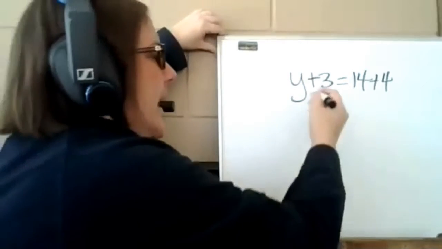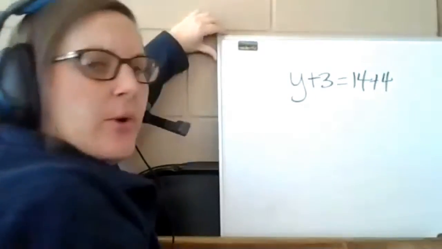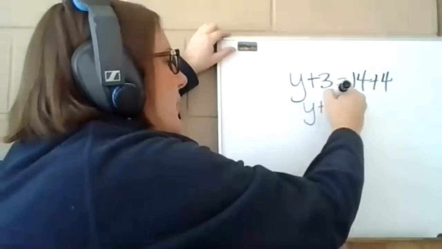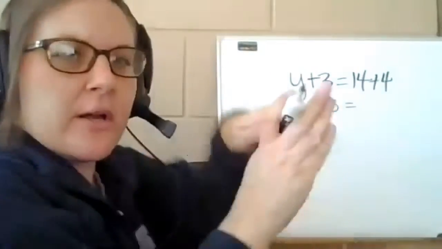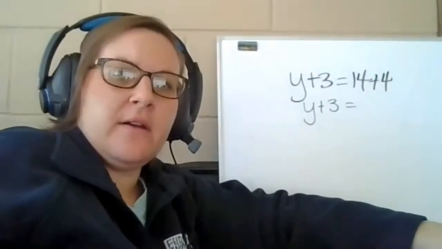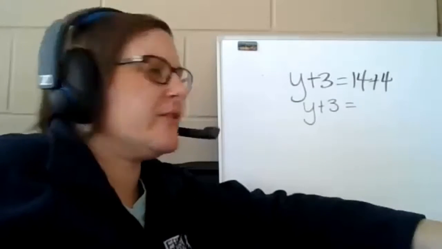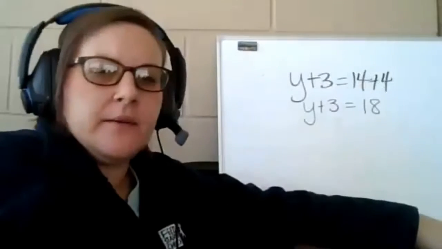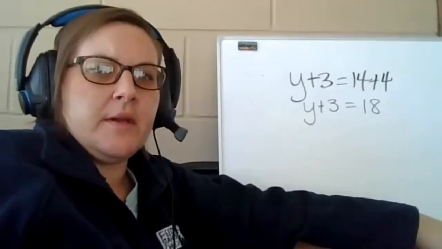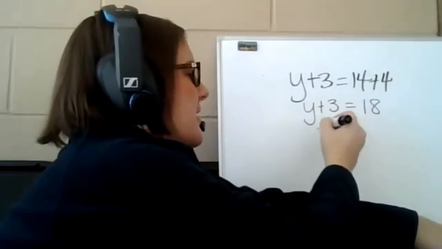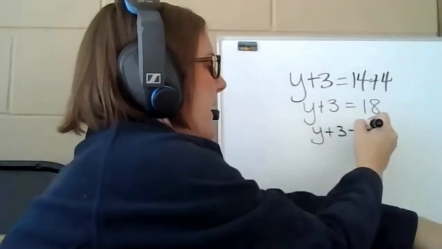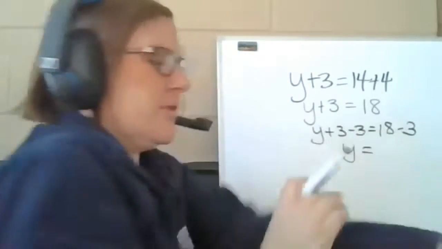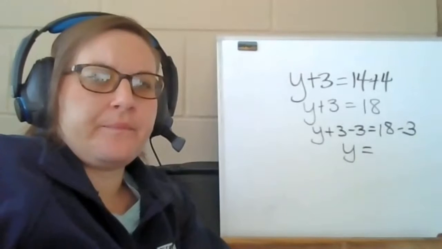Okay. All right. y plus 3 equals 14 plus 4. We can only do the side that doesn't have a letter. So Stephanie, what's 14 plus 4? 18. Okay, all right, 18. So we are going to get rid of this 3. So we're going to do y plus 3 minus 3 equals 18 minus 3. So y equals what? What's 18 minus 3?